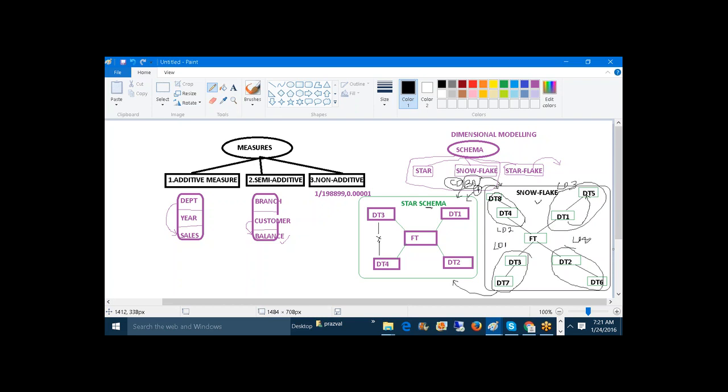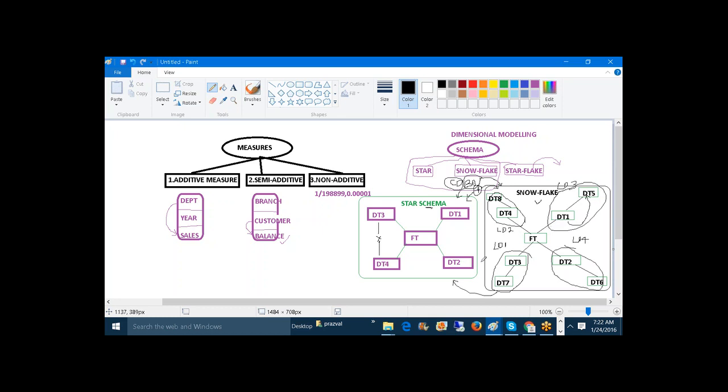Now we see here the fact table and LD1, LD2, LD3, and LD4. It's nothing but a star schema only. But this kind of grouping is not recommended, because it will degrade the performance. So it is possible to convert snowflake to star, but it is not recommended as it will degrade the performance.